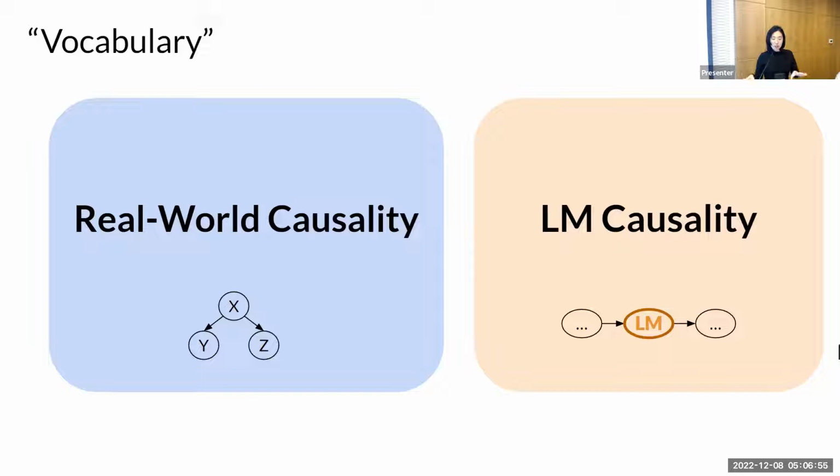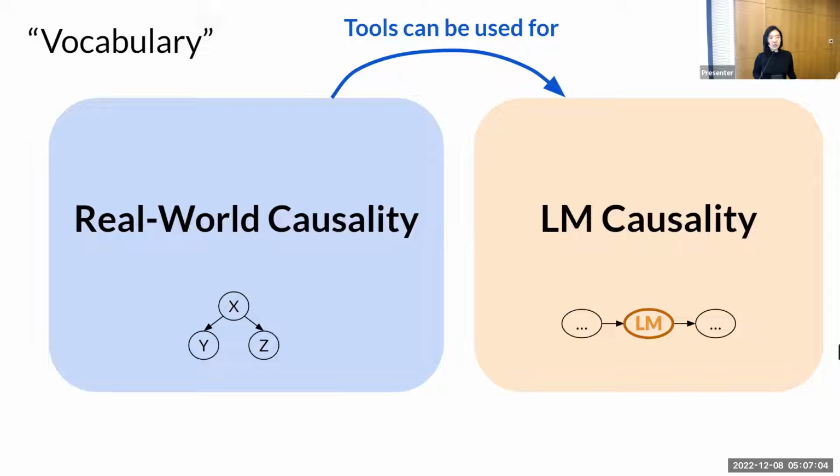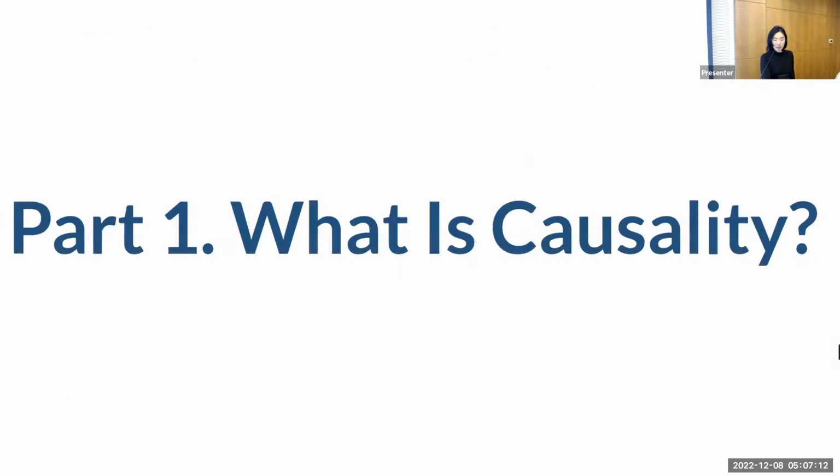Our two parts of the tutorial also correspond to the real world causality and the language model causality. The connection here could be that a lot of tools that we use in the statistical models of causality can also be applied when we are analyzing language models. So now we'll dive into the first part.